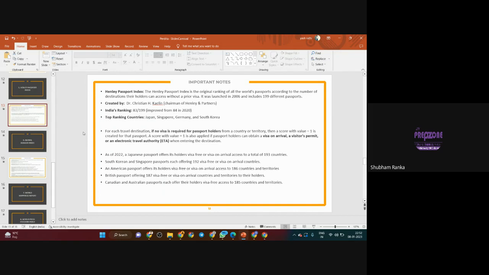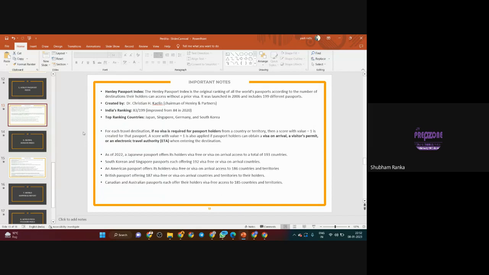We have a lot of data points for this also. Again, Japan becomes the highest ranking country with 193 countries accepting their passport. Then South Korea and Singapore, then America, Britain, Canada, Australia. All these countries have more than 180 countries accepting their passport. So that is why they rank very highly on the Henley Passport Index.